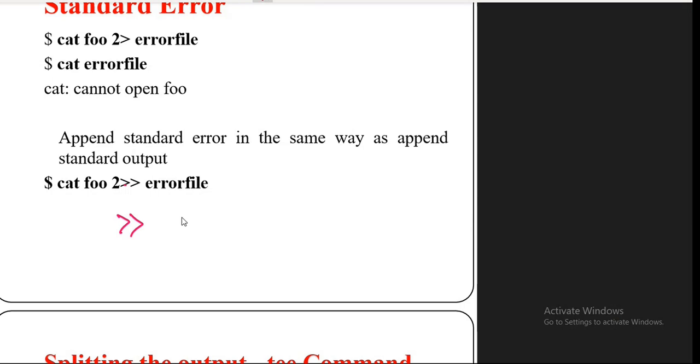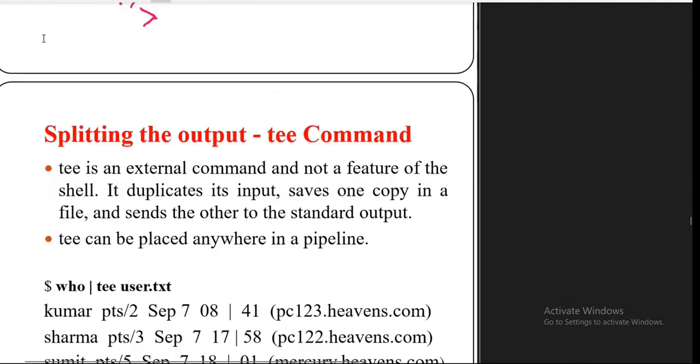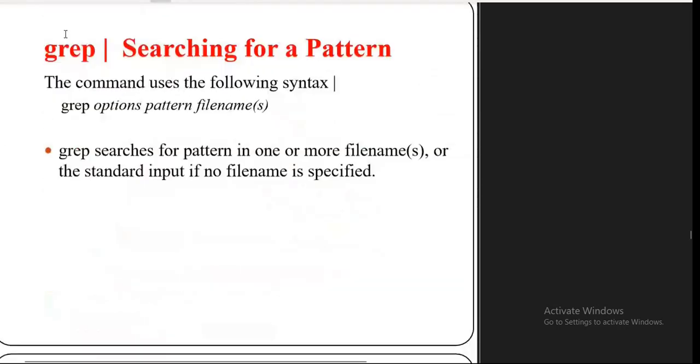If you are using only one operator, and the file is already existing, if content is there, it will overwrite with this new content. If you don't want to overwrite, you have to use this redirection, double greater than symbol, for appending. Okay, so the tee command I'll explain later.